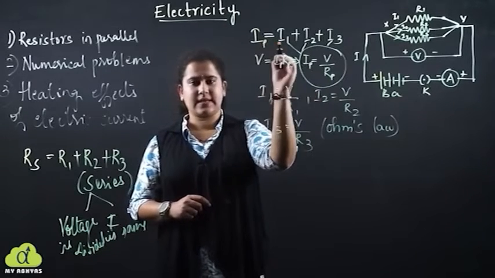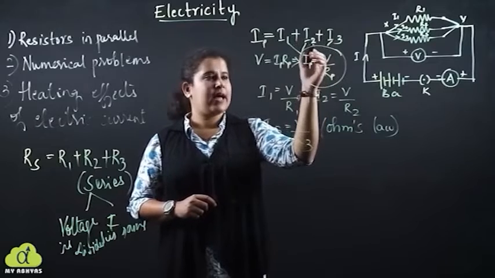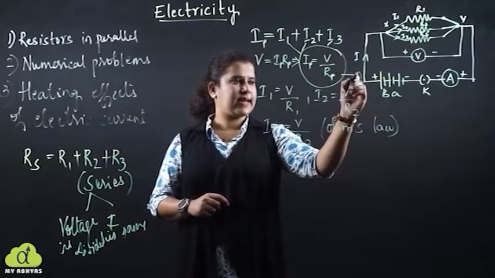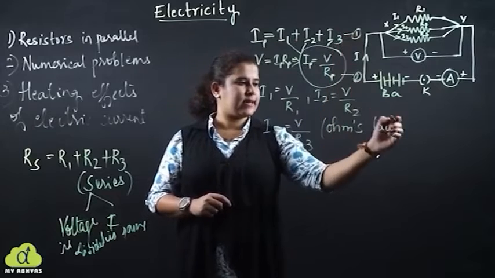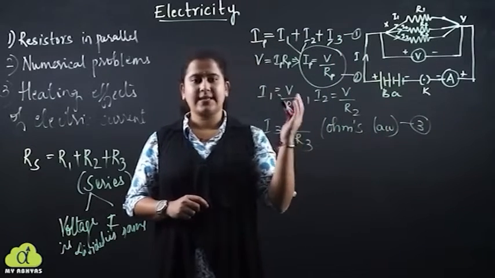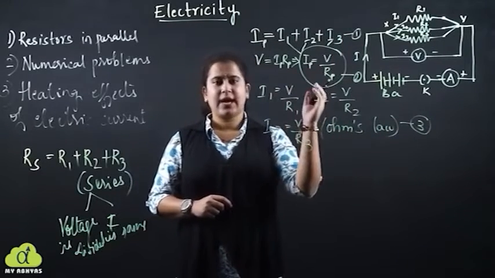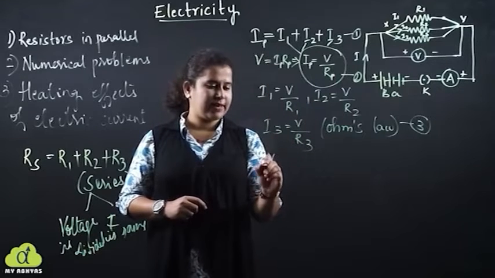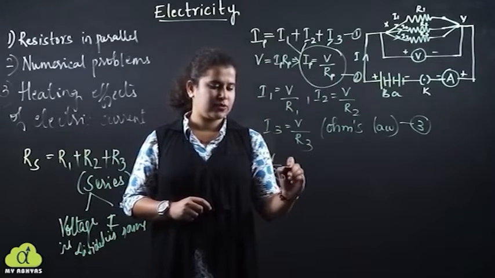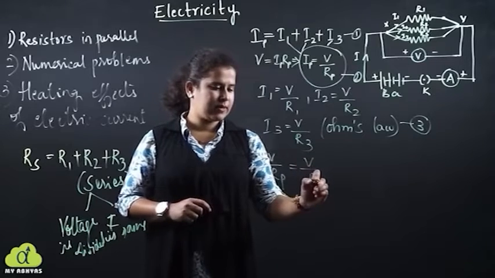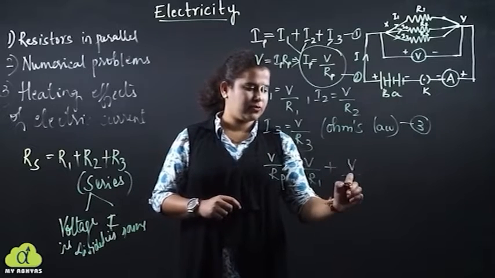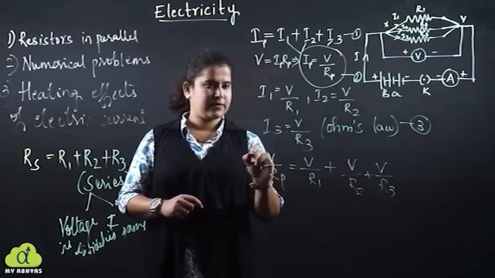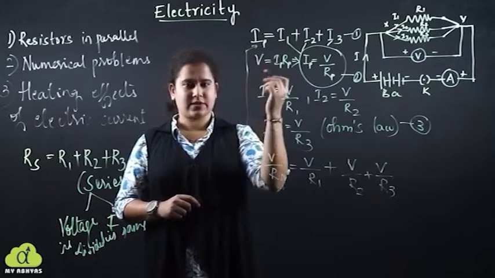Next, these three, I1, I2 and I3, and this IP. IP is equal to I1 plus I2 plus I3. This is the first equation, then the second one and the third. So I'll substitute equation 2 and equation 3 in 1. What I get is V divided by RP is equal to V by R1 plus V by R2 plus V by R3. Clear?